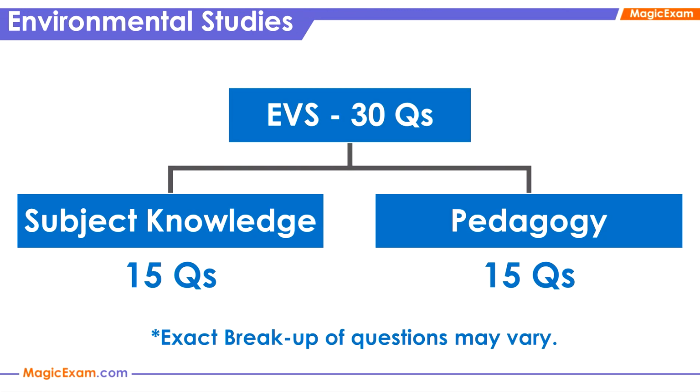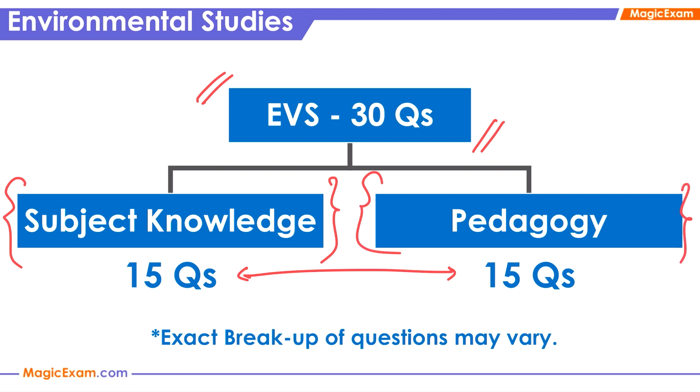Now the first question that you should answer is what kind of questions come in EVS? When we look at any of the previous question papers, we can see that there will be 30 EVS questions, and these 30 questions can be split into two categories. There will be 15 subject matter or subject knowledge questions, and there will be 15 pedagogy questions. Now this 50-50 split might change in some ways. There might be a slight variation in some years, but on an average, you can say that 50% of the questions will be subject knowledge and 50% will be pedagogy questions.